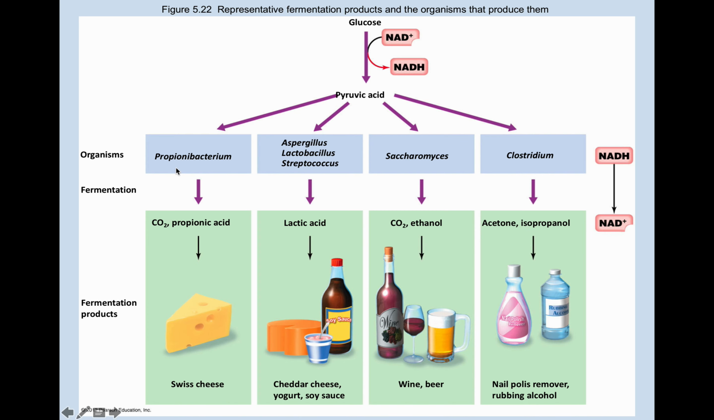Now, again, depending on the organism and the electron acceptor during that recycling step here at the bottom, we get different products. So here are some examples: Propionibacterium. These are involved in making Swiss cheese. So we get the propionic acid and CO2, and those pockets of holes that you see in the cheese are from the CO2 that's produced during the fermentation process. Lactic acid from your Lactobacillus and Streptococcus, used to make cheddar cheese, yogurt, soy sauce. Saccharomyces cerevisiae, which is a yeast, going to produce CO2 and ethanol. Obviously, our wine and beer, liquors, all from a fermentation process. Clostridium species are used to make acetone and isopropanol, so some organic solvents.